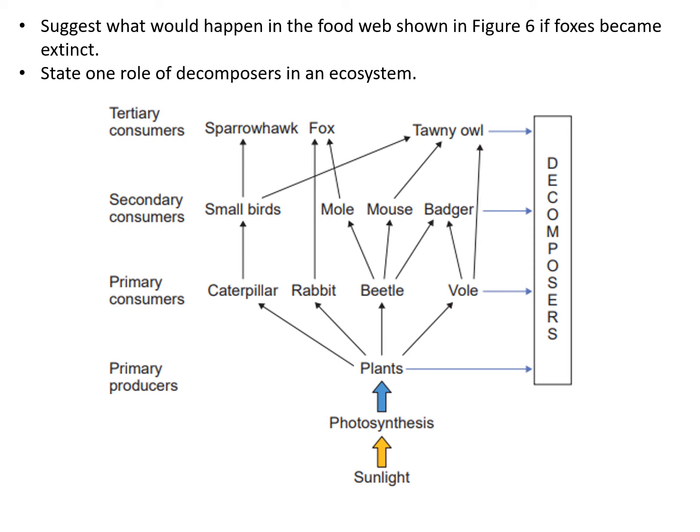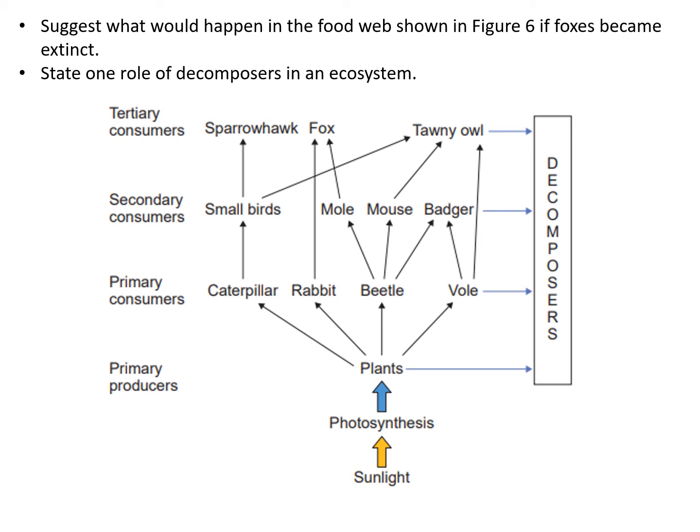Now, have a look at these two questions. Suggest what would happen in the food web if foxes became extinct. You took foxes out, what would happen? Secondly, state one role of decomposers in an ecosystem. Pause this PowerPoint and see if you can answer those two questions.